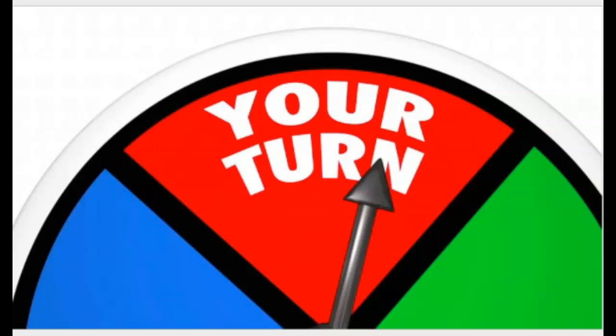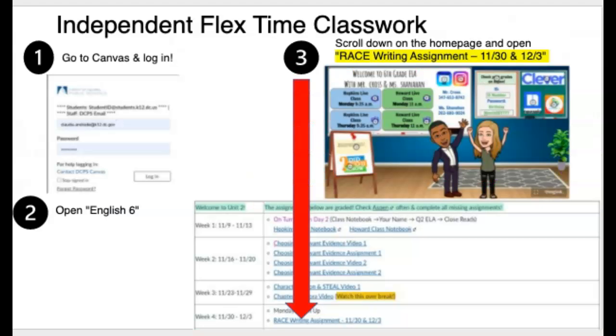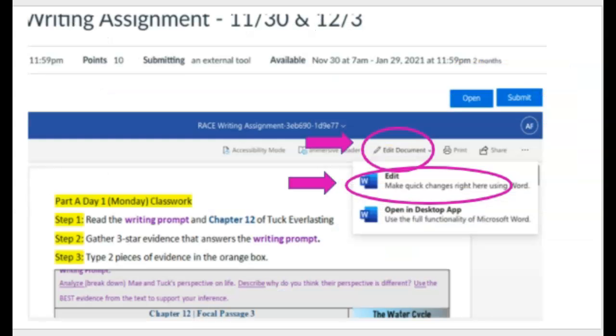So now it's going to be your turn to do the same thing with Tuck. Here's what that's going to look like. You're going to go ahead to Canvas, open English 6 and find the RACE writing assignment. You can actually also just click next on this video that's in Canvas. You are then going to see a Microsoft Word document open up.